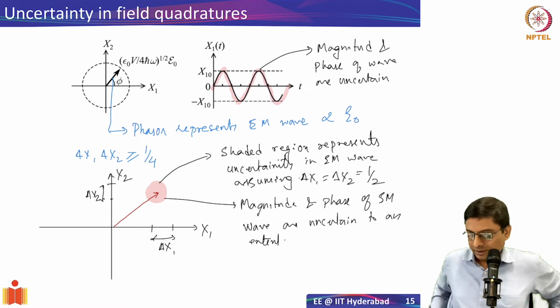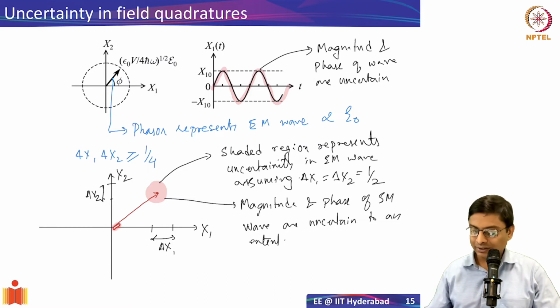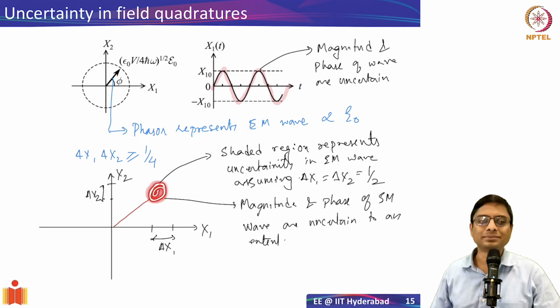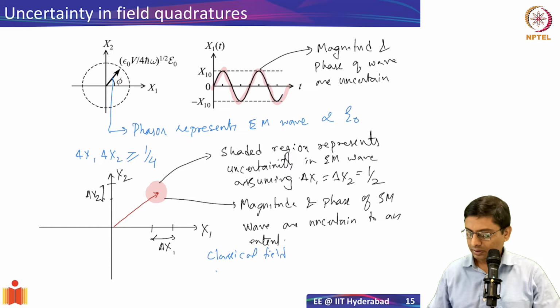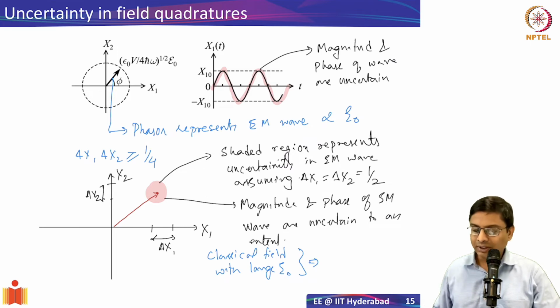So the interesting thing here is the length of the phasor represents the electric field. So if you have a classical wave with a large electric field, then this uncertainty is going to be quite small. Okay. So if you have a classical field with large E0, this implies delta x1 is going to be very small compared to x1.